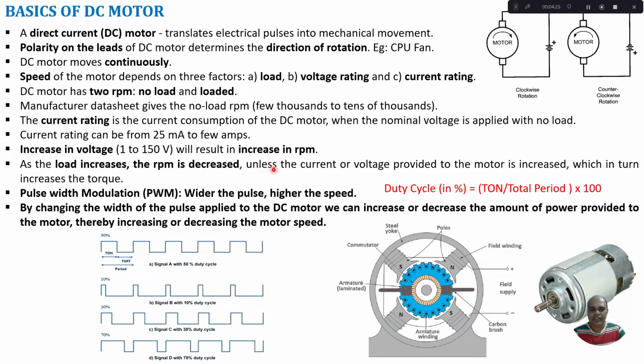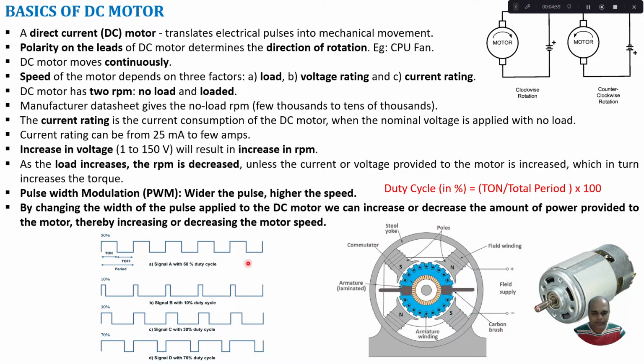So I have said about three types: by varying the load, by varying the voltage, and by varying the current, we can increase or decrease the speed of a DC motor. There is another method by which the speed of a DC motor can be changed, by using a pulse width modulated signal. Pulse width modulation is essentially a square wave where the on time of the pulse can be varied. If I have a wider pulse, then we will have a higher speed. So we will look at it with an example.